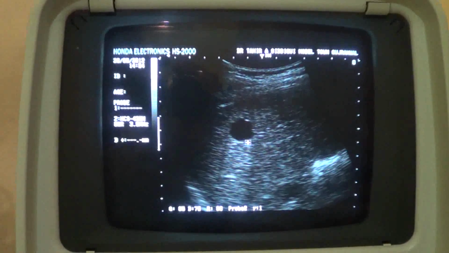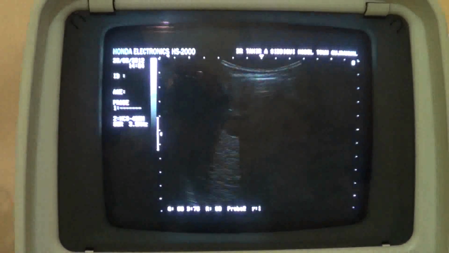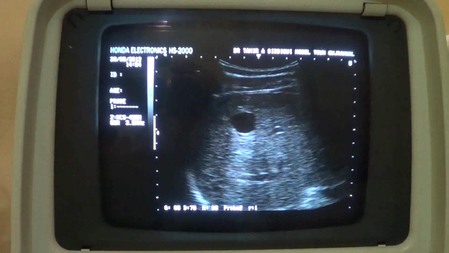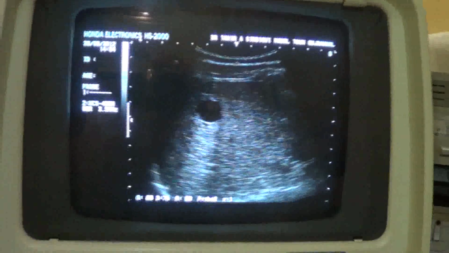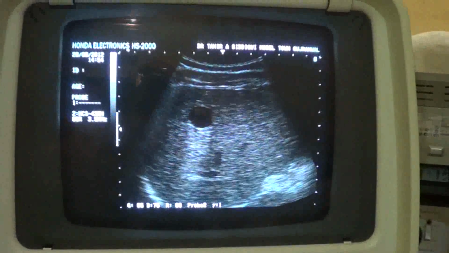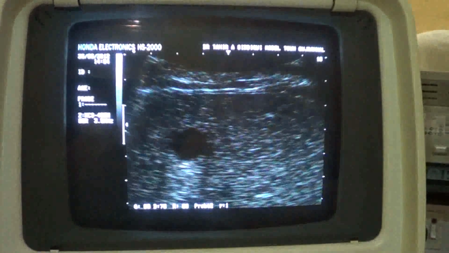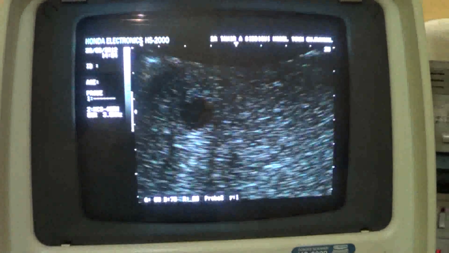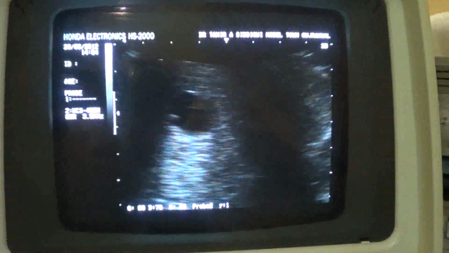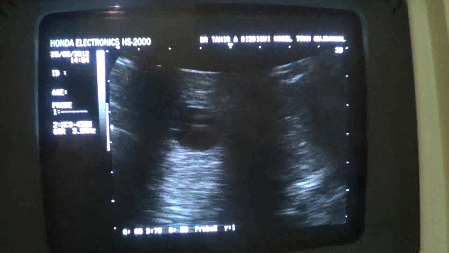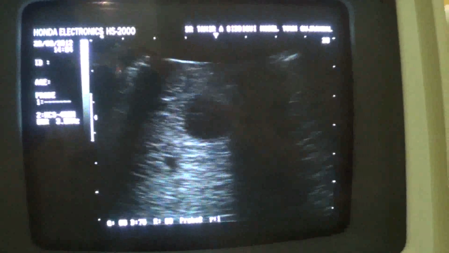Had it been a solid mass, there would have been no posterior wall acoustic enhancement, and secondly, a cyst does not change its shape. I will try to keep the cyst in the center, and I will give it a sweep. This is a magnified view. I will give a sweep to the probe to see whether it retains its shape or it changes its shape.